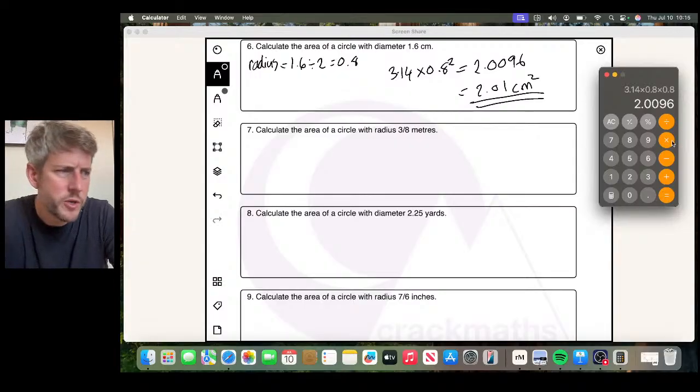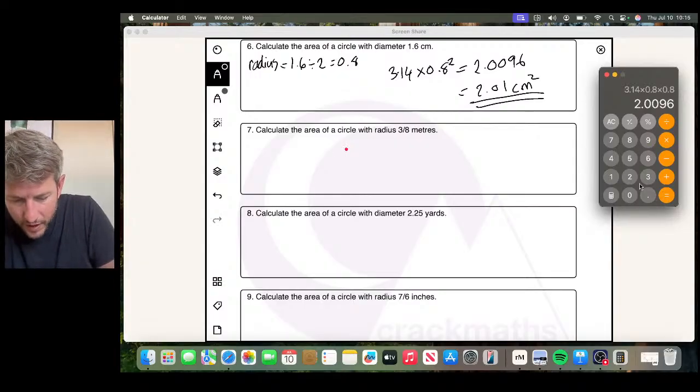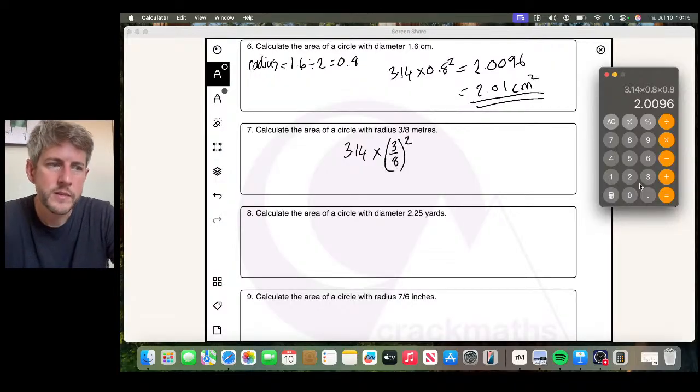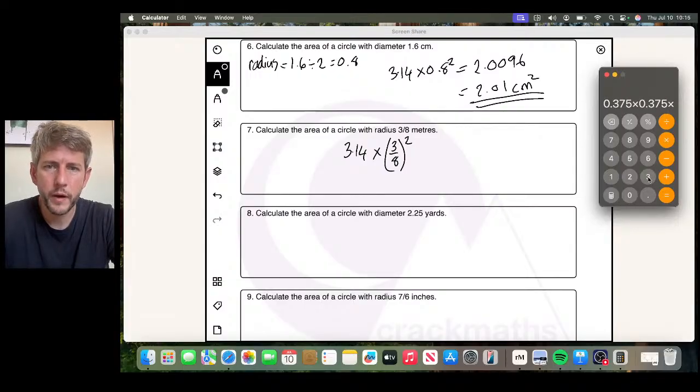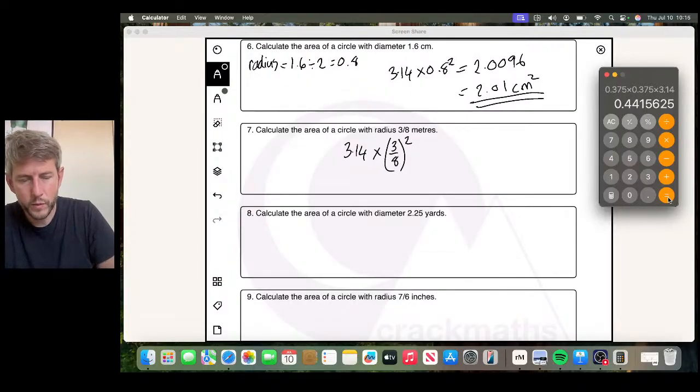Actually, we'll just do it on the calculator. So this is going to be 3.14 times 3/8 squared. So let's work out the 3/8 squared first and then times that by the 3.14. So 3/8 is 3 divided by 8, which equals 0.375. Then we can do that times 0.375, and then times that by pi. Here we go, and that equals 0.44.